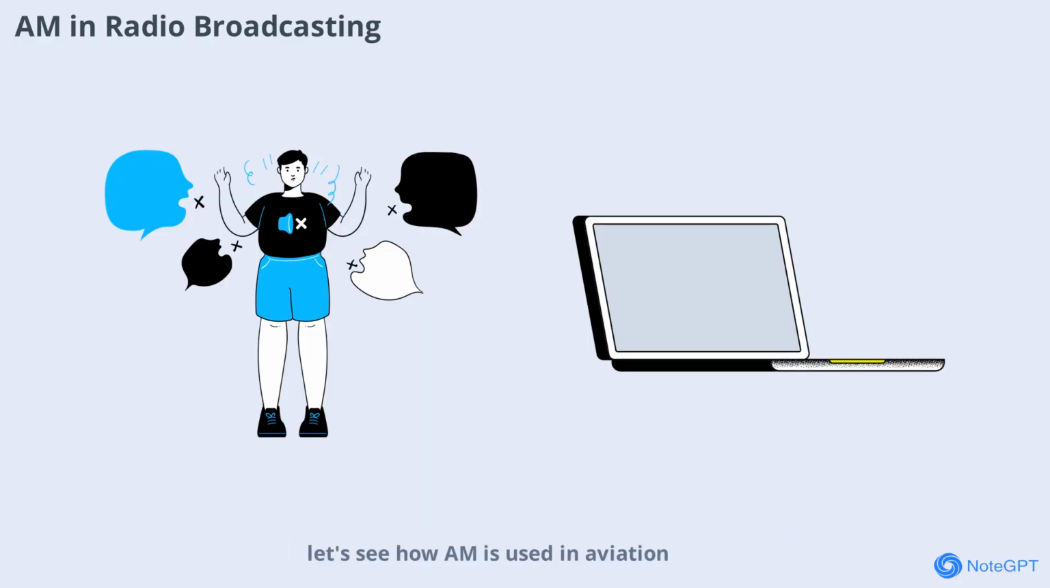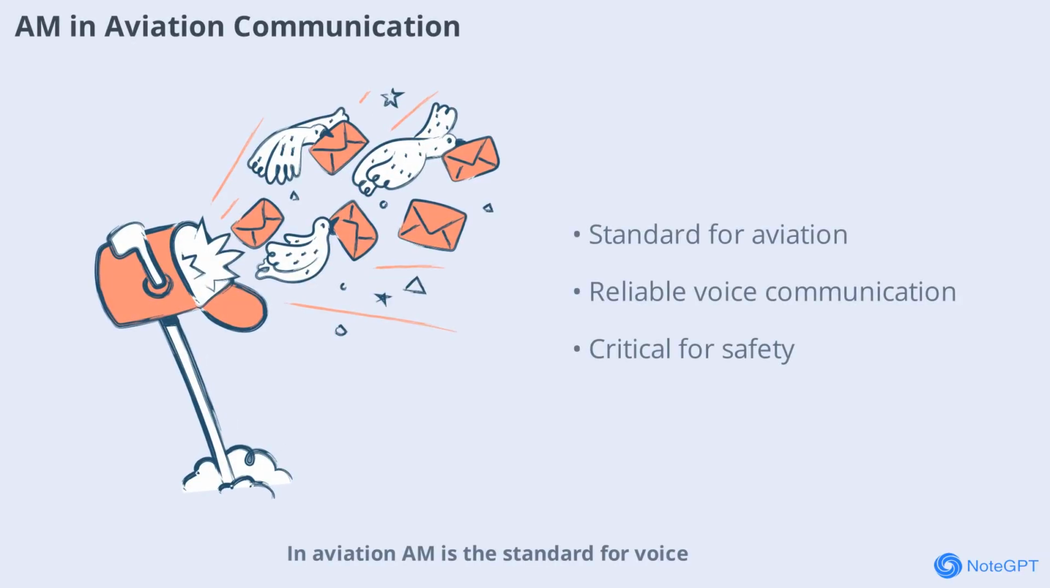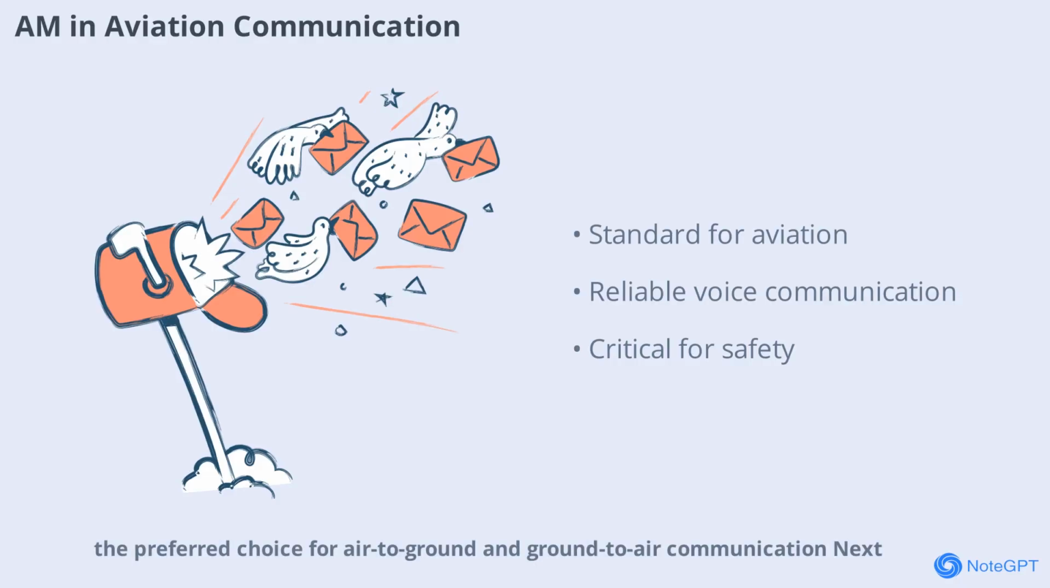Now, let's see how AM is used in aviation. In aviation, AM is the standard for voice communication between pilots and air traffic controllers. The reason for this is that AM signals are less susceptible to sudden signal loss due to interference, which is critical for safety. The reliability and clarity of AM make it the preferred choice for air-to-ground and ground-to-air communication.